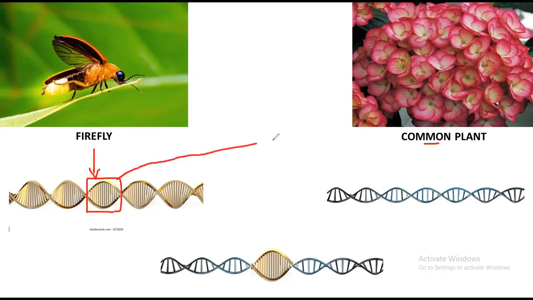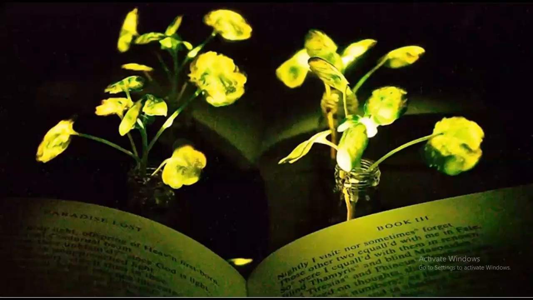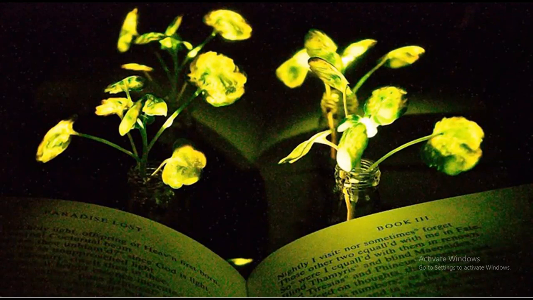We take out this gene from this firefly, and we insert that gene into the DNA of the plant. For example, now this is the plant DNA, and we have inserted our gene of interest into the DNA of the common plant. So this plant will start producing those proteins and enzymes, and this plant will produce light. This is all included in genetic engineering.